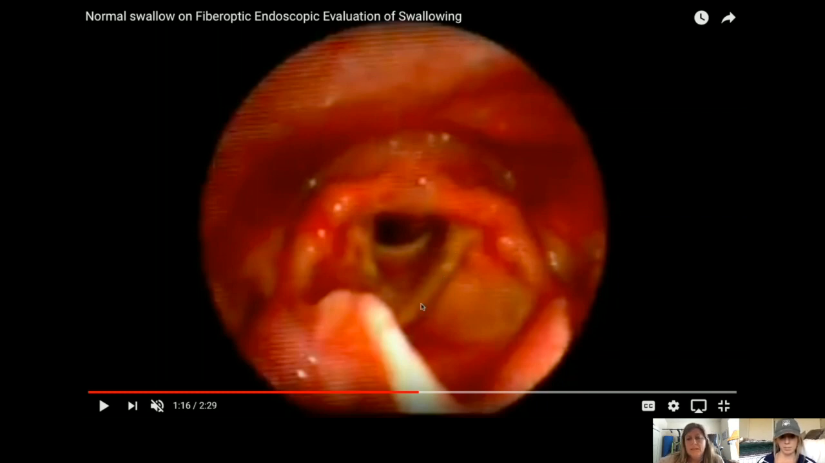Well, it looks really weird. Is that normal? Does it look normal? Yeah, it looks completely normal. Right now it's just in an upright position because you're just breathing and talking. Yeah, it looks really good. Nothing to be concerned about at all.